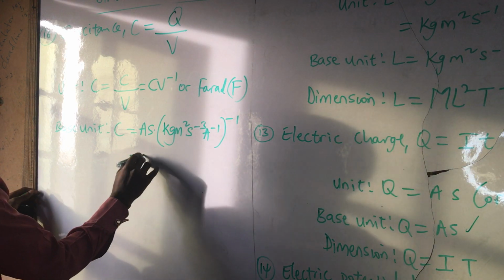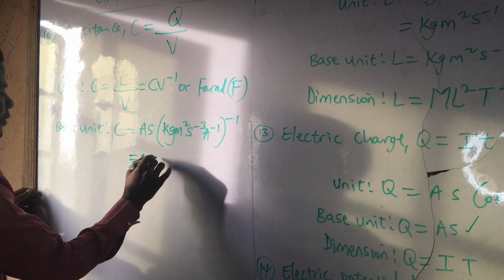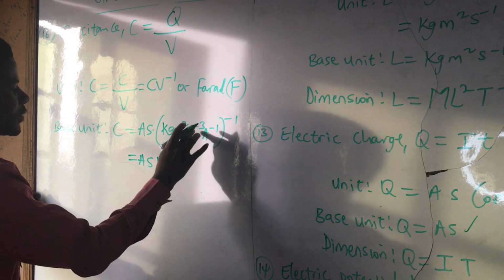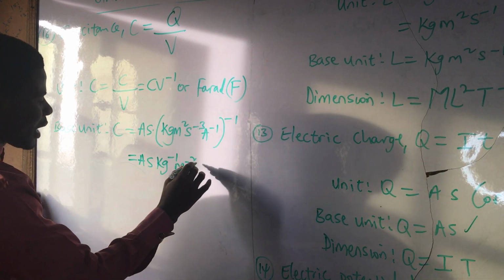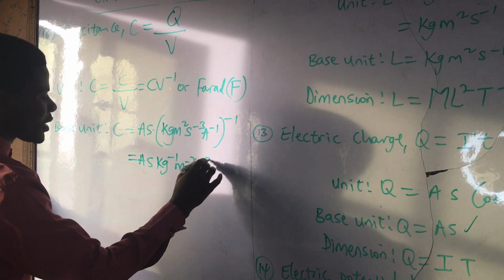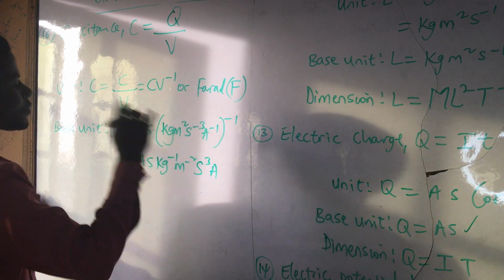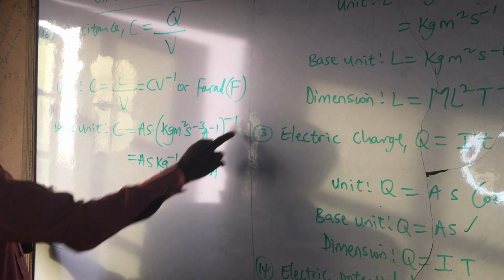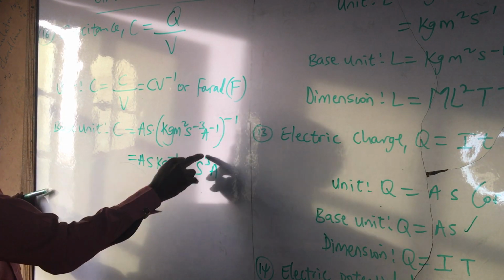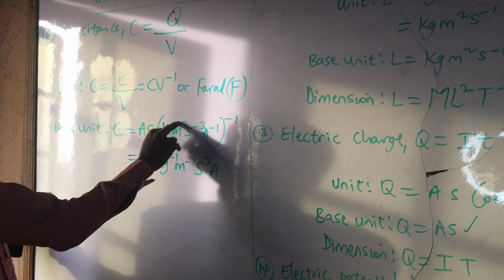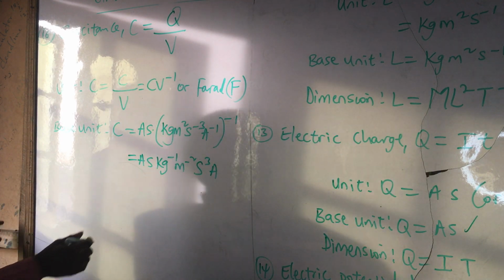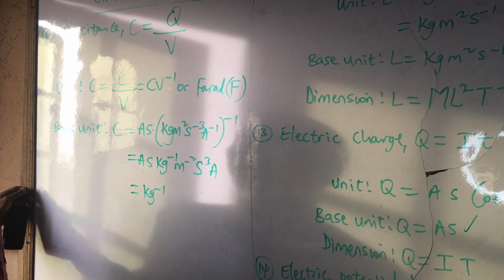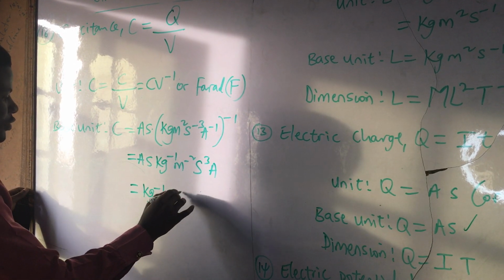So let's open the bracket now. We have AS, per kilogram, then per meter square, minus 3 times minus 1, that will give us plus 3. So S raised to the power 3, A raised to the power 1. When you're having two powers, you multiply the two powers. Minus 1 times minus 1 gives us plus 1. Minus 3 times minus 1 gives us plus 3. 2 times minus 1 gives us minus 2. So let's rearrange this, per kilogram per meter square.